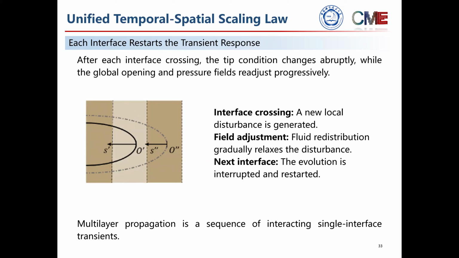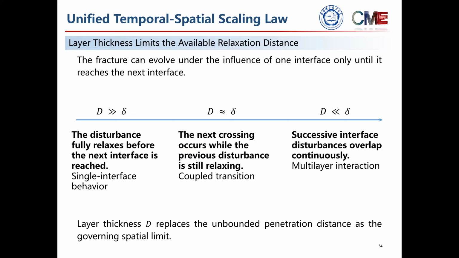This interpretation is useful because it turns a complicated multilayer problem into a competition between two distances. The distance required for one disturbance to relax, and the distance available before the next interface is reached. Let the layer thickness be d, and let the single interface influence distance be delta.